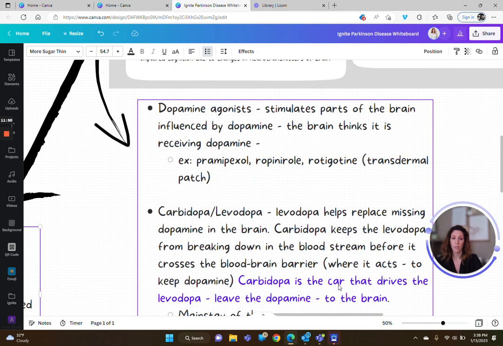So now we're going to go into these medications. There are lots of them. You don't have to memorize all of them. I think being familiar with them is a good idea. The big one here is carbidopa-levodopa. That one I think you should know pretty well. But for these others, just have an idea that there are multiple ways to treat this, and they may be used at different stages of the disease.